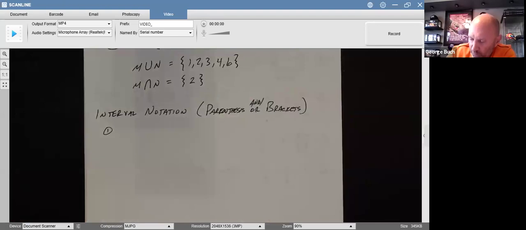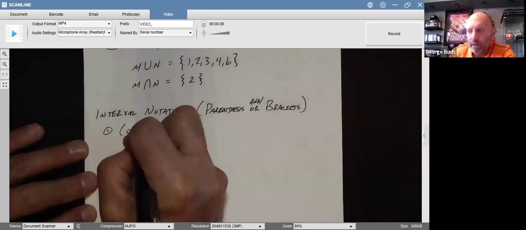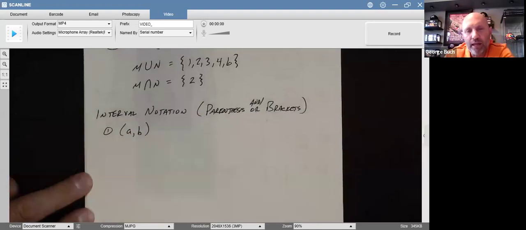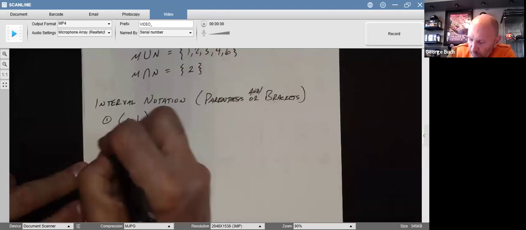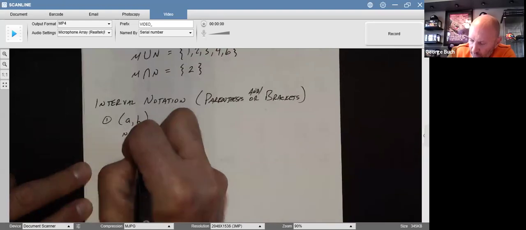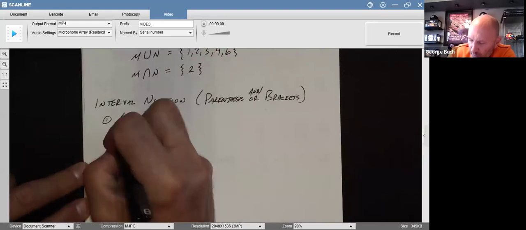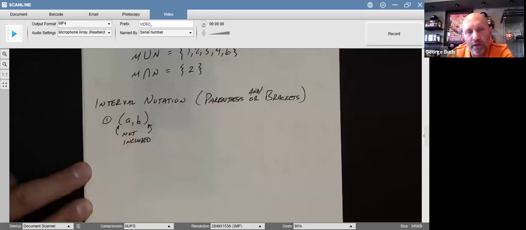So the first type of notation is with parentheses. So I might have something that looks like this, A to B. And these parentheses mean not included. So in this case, the A is not included, the B is not included, but everything else in between is included.